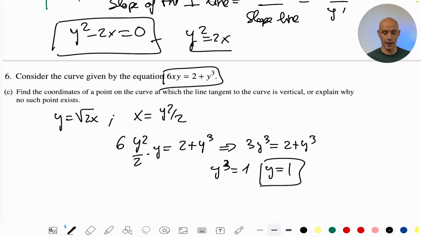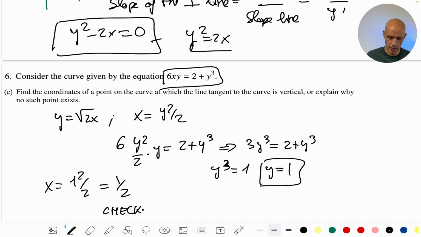So we have found that y equals 1. How much is x? Well, it's 1 squared divided by 2. So you got it. Is this true? Yes, because we have used the condition on the curve. For a check, if you want to check, you can substitute that quickly.